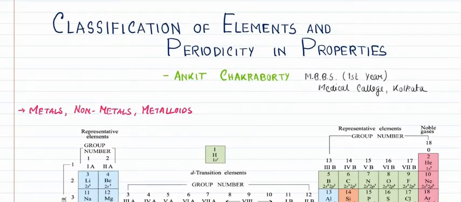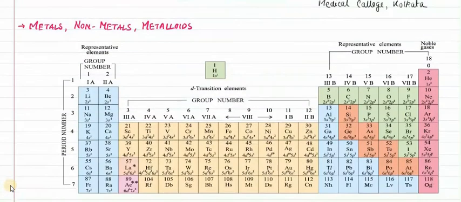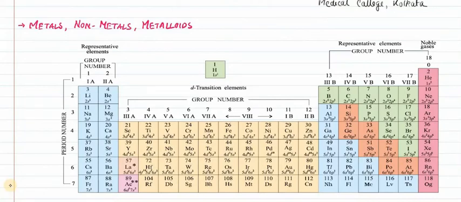Hi guys, welcome back. Today's topic of discussion is another form of classification, which is metals, nonmetals and metalloids in the periodic table. Firstly, this will be a very short video in which we will talk about things we already know. These are very easy things.